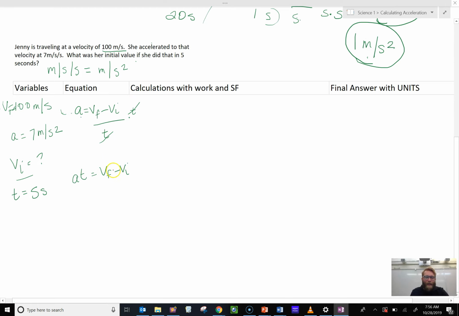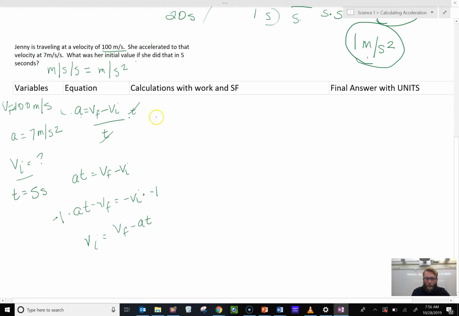Now we need to get VI by itself. Right now we have VF minus VI. If we subtract VF from both sides, we get a t minus VF is equal to negative VI. If we multiply everything by negative 1, to make VI positive, our initial velocity is equal to VF minus a times t. Let's go ahead and solve for that.